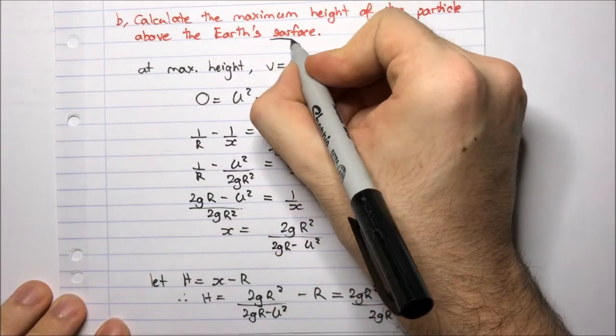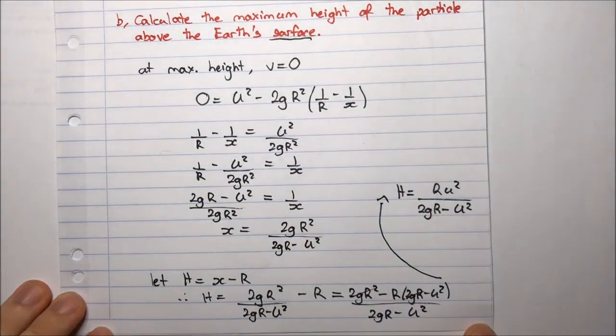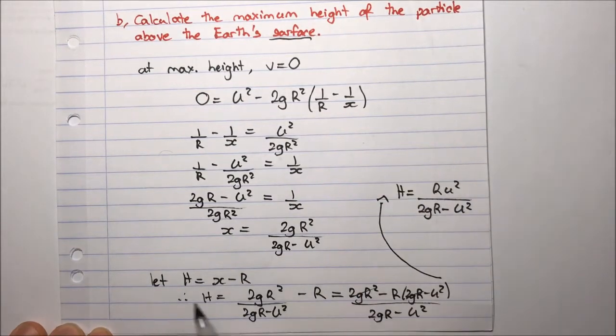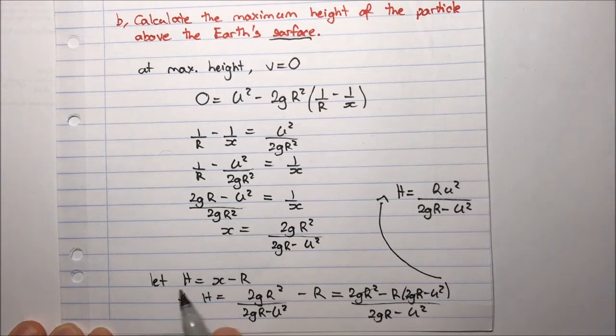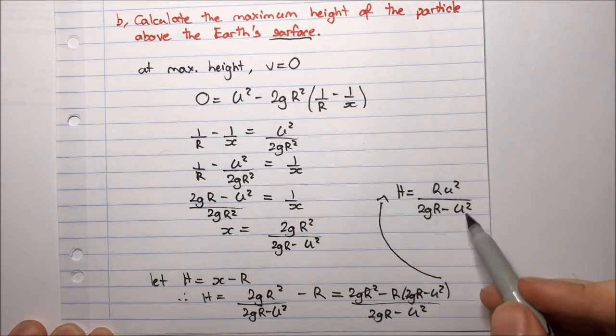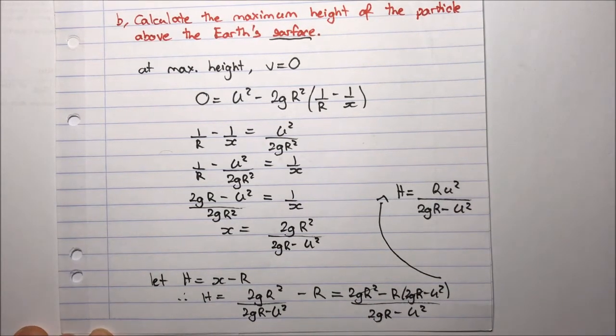So the surface again was the key point in that question that a student may miss. It's quite easy to just assume that we're looking for x, but in fact we're not looking for x, we're looking for x minus R, which we've defined as h. And so this is our maximum height above the Earth's surface.